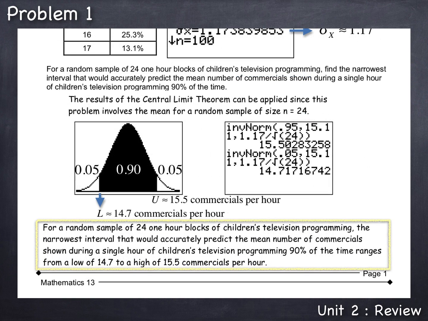For a random sample of 24 one-hour blocks of children's television programming, the narrowest interval that would accurately predict the mean number of commercials shown during a single hour of children's television programming 90% of the time ranges from a low of 14.7 to a high of 15.5 commercials per hour.